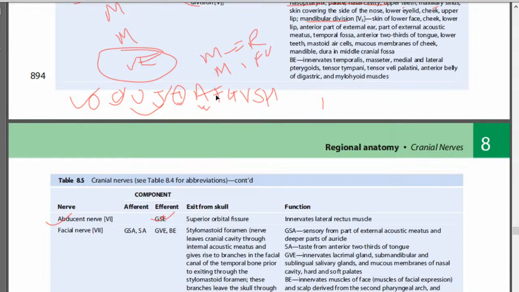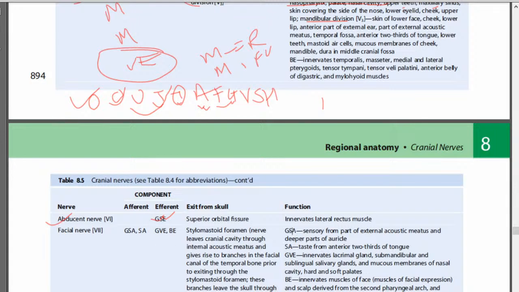Okay, then there is the facial nerve. The facial nerve is general somatic afferent. What does that mean? It carries the information from the face. It is also general visceral efferent. General visceral efferent, what does it mean?